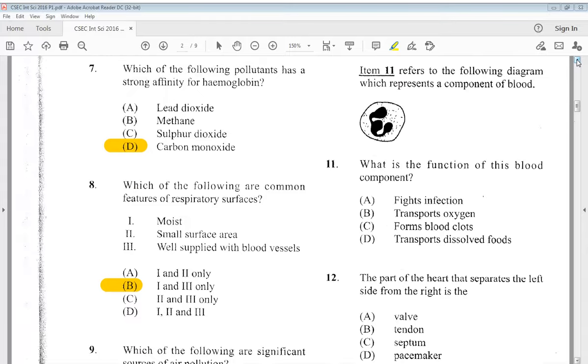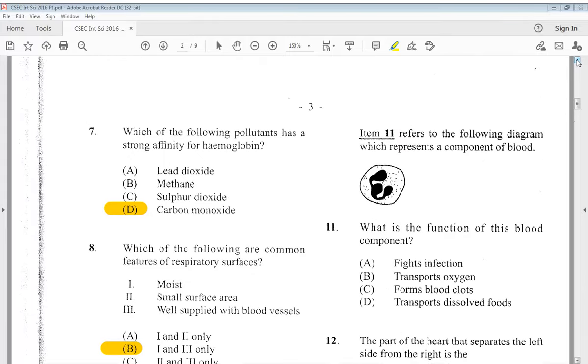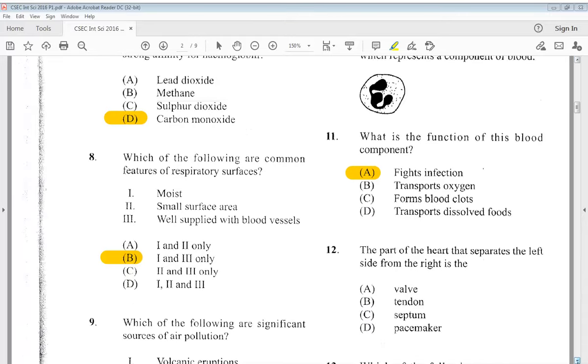Here we go. Let's get ready. Item 11 refers to the following diagram, which represents a component of blood. 11. What is the function of this blood component? A, fights infection, B, transports oxygen, C, forms blood clots, or D, transports dissolved foods. So we know this is actually A, fights infection. Let's move on to number 12.